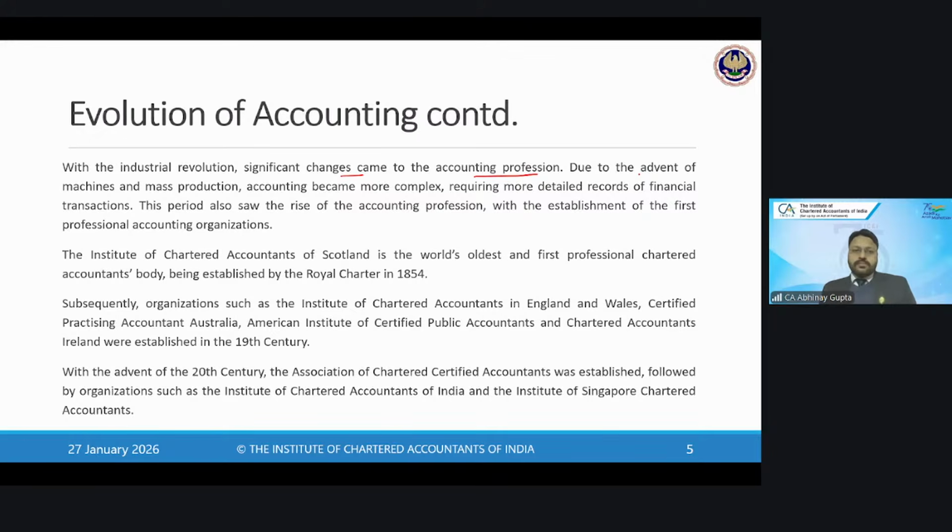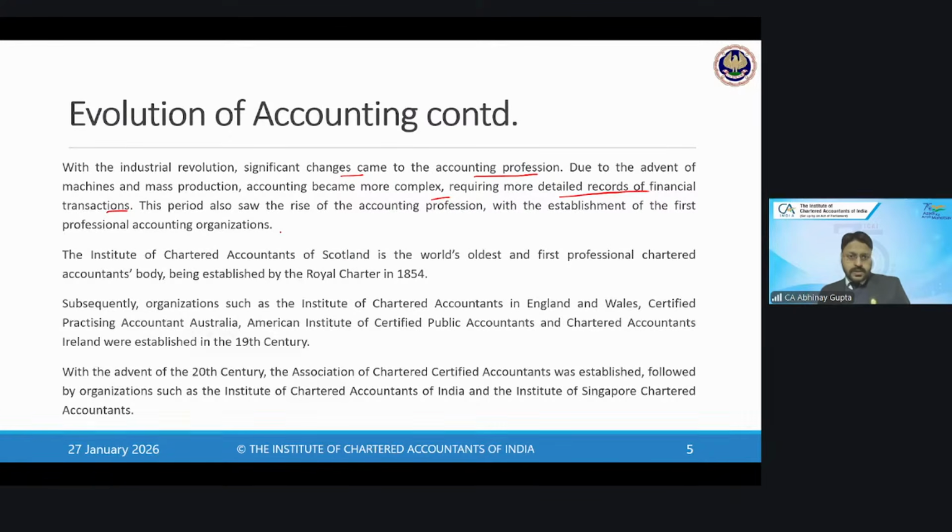Due to the advent of machines and mass production, accounting became more complex, requiring more detailed records of financial transactions, right? Because machines started getting in for massive production, and it led to complications in maintaining the records: what is being produced, how much is being produced, what is sold, what is left, right? So accounting started becoming complex, and thereafter more focus was required.